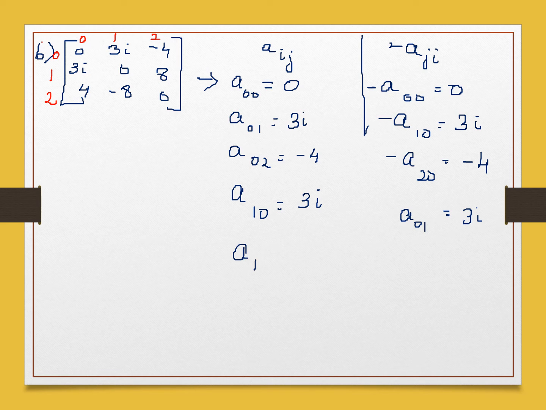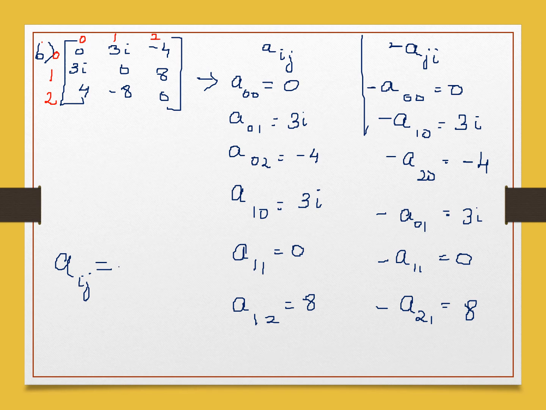A11 is 0. Again a11 will be 0. a12 is 8 and a21 is minus 8. So if I put minus here, then it will be 8. If I put 0 minus, it will be 3i. So we can see that aij is becoming minus of aji.